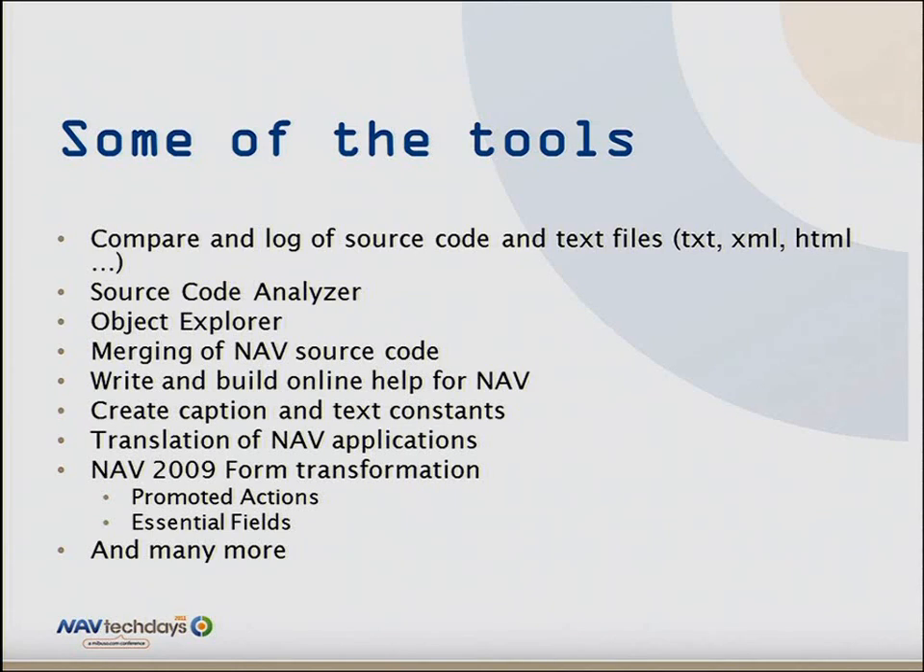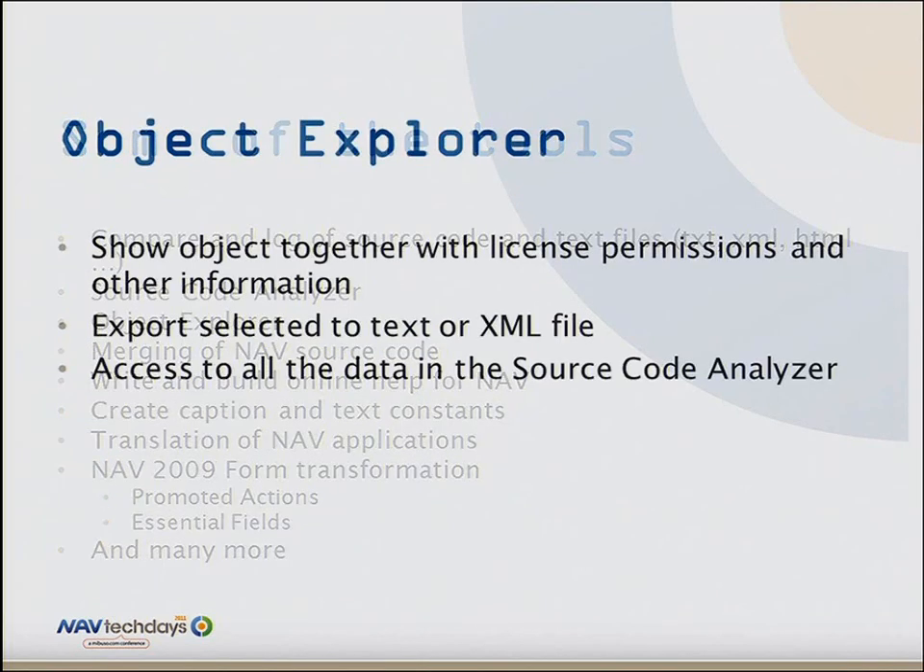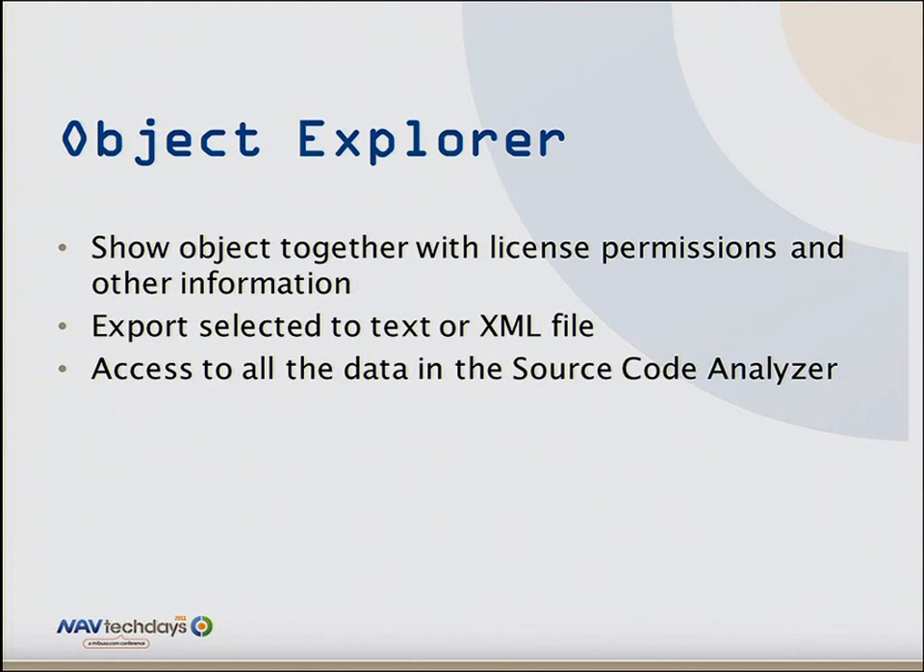There's an object explorer in there. It can merge NAV code. It can write and build online help for NAV with no extra tools. It can create captions and text constants, and it can do translation, and for form transformation there are some additional tools, and a lot more actually. Except for the last one, the NAV 2009 transformation, I should be able to show you everything today. So first I want to show you the Object Explorer.